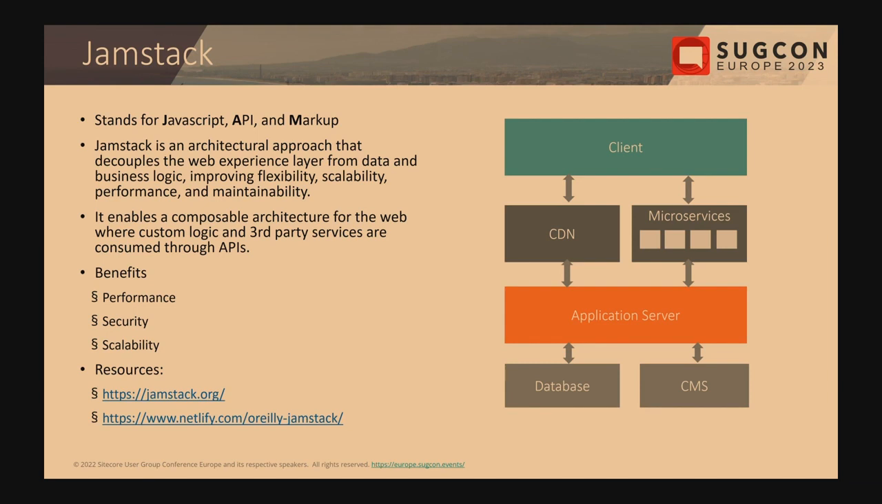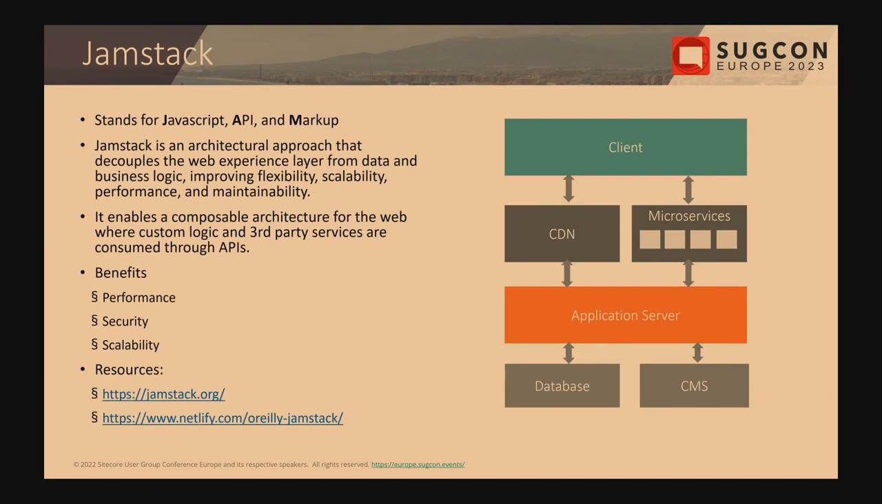So Jamstack is an architectural approach that decouples the web experience layer from data and business logic, and improves flexibility. We all have seen the monolithic world where your client is there, think of that as a browser. When the request goes, it will go to the application server directly, or if you have some caching, it will use that cache, or it has to request the database and CMS. And obviously, every time the request comes and you have to generate the page on the fly, it takes time. That's something, and at the same time, CPU and resources as well.